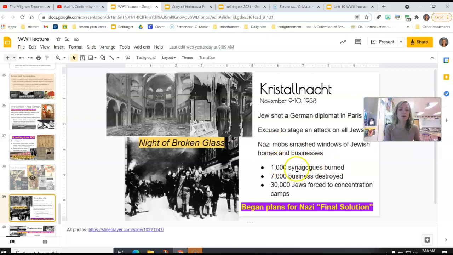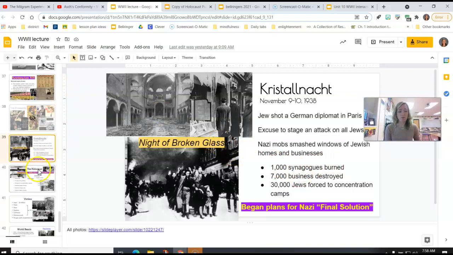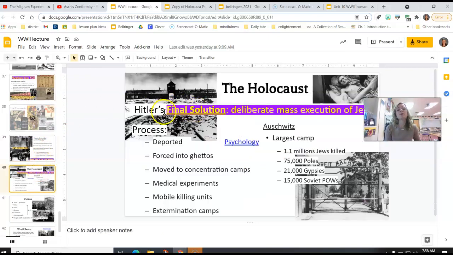1,000 synagogues burned, 7,000 businesses are destroyed, and 30,000 Jewish people are forced to concentration camps. Of course, this begins his final solution. His final solution is the deliberate mass execution of the Jews. This carries out in a process.